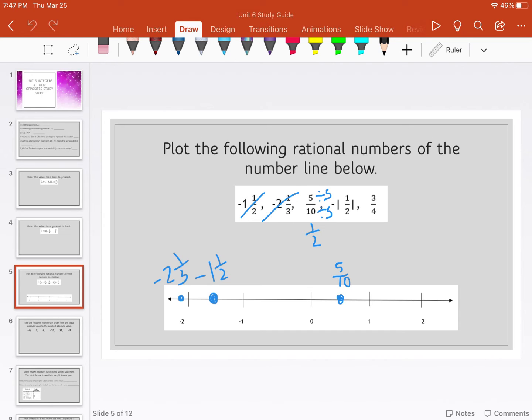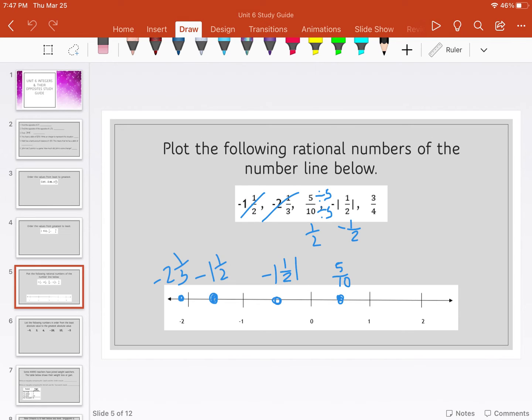And then the next one, it's the opposite of the absolute value of 1/2. So the absolute value of 1/2 is 1/2, right? And then they want us to take the opposite, which would make it negative. So this one's going to be negative 1/2, so in between -1 and 0. So that was the negative absolute value of 1/2.